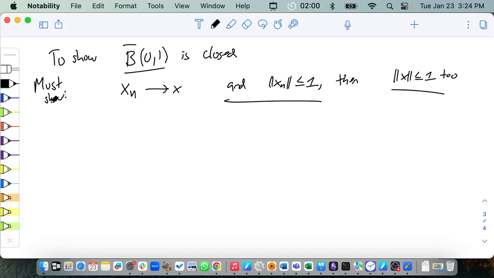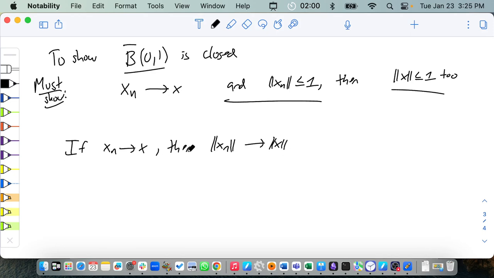You could make a specific argument in this specific case: if the norm of xn is less than 1, then every single entry of xn is less than 1, and then the limit of those will also be less than 1. But actually there is a nice theorem which says that if xn is converging to x, then the norm of xn converges to the norm of x. The first kind of convergence is convergence in the normed vector space, and the second kind is convergence of numbers.